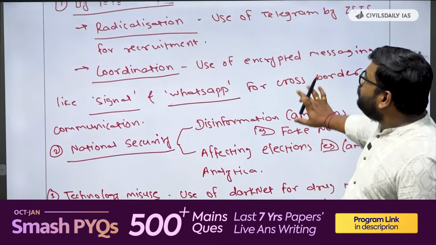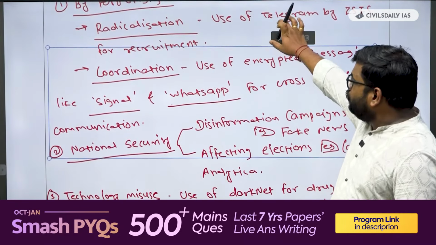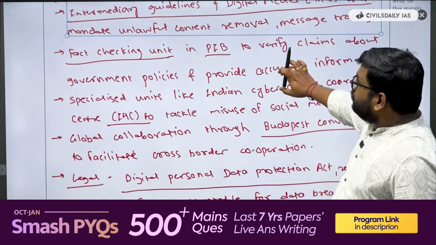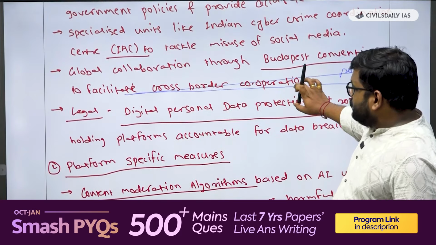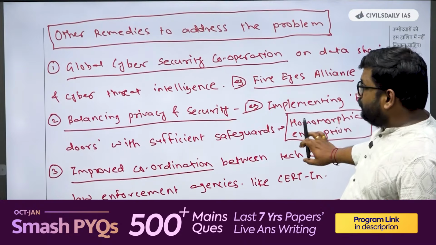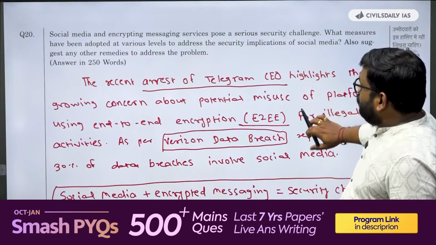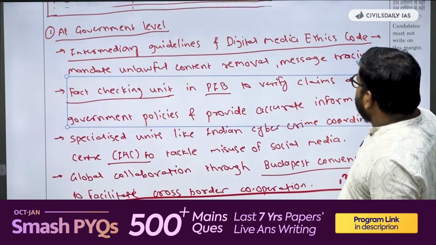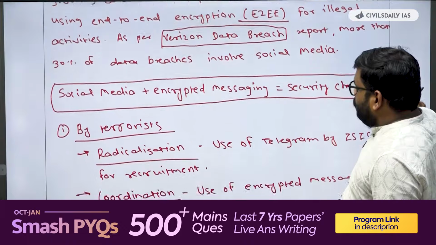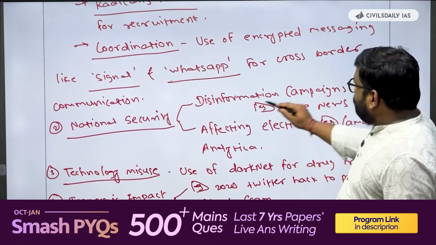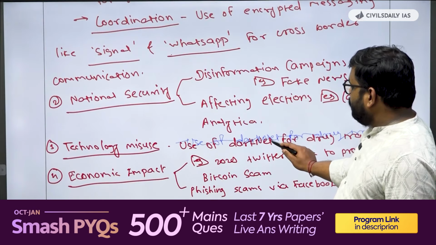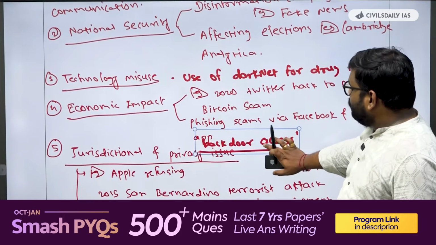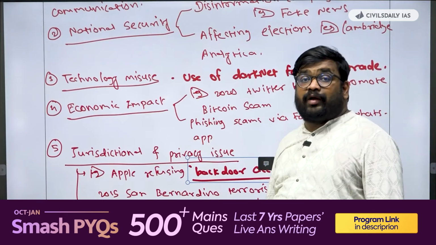So if you see, in one page you have followed the framework and covered a total of 1, 2, 3, 4, 5, 6, 7, 8, 9 dimensions. So on one page itself, you have covered 9 dimensions.